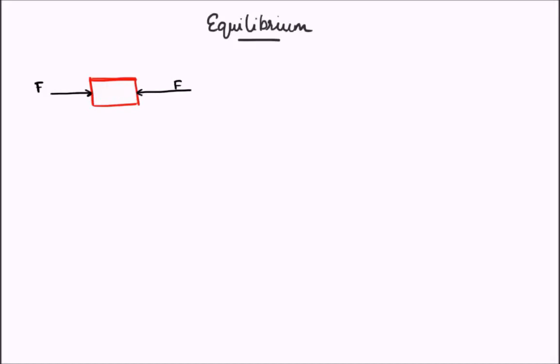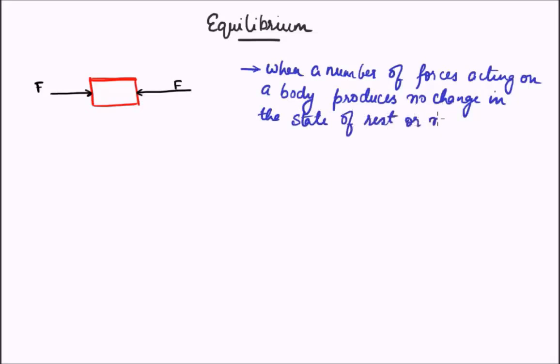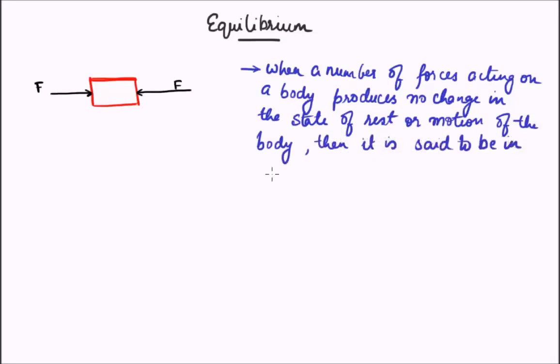So let us define what equilibrium is. When a number of forces acting on a body produce no change in the state of rest or motion of the body, then it is said to be in equilibrium.